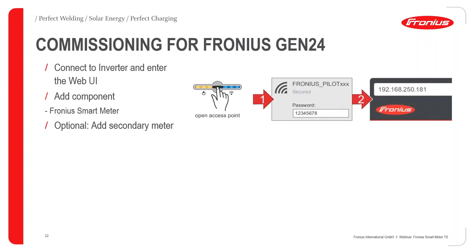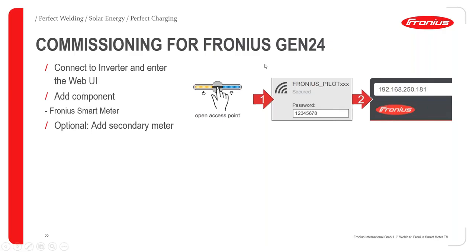And by entering it, we have to set the password right. By entering this Wi-Fi, it's always the same, 1, 2, 3, 4, 5, 6, 7, 8. And if we are not using the app, we need to type into the browser this IP address, and then we come to the web UI of the inverter, to the own homepage, let's say, of the inverter.